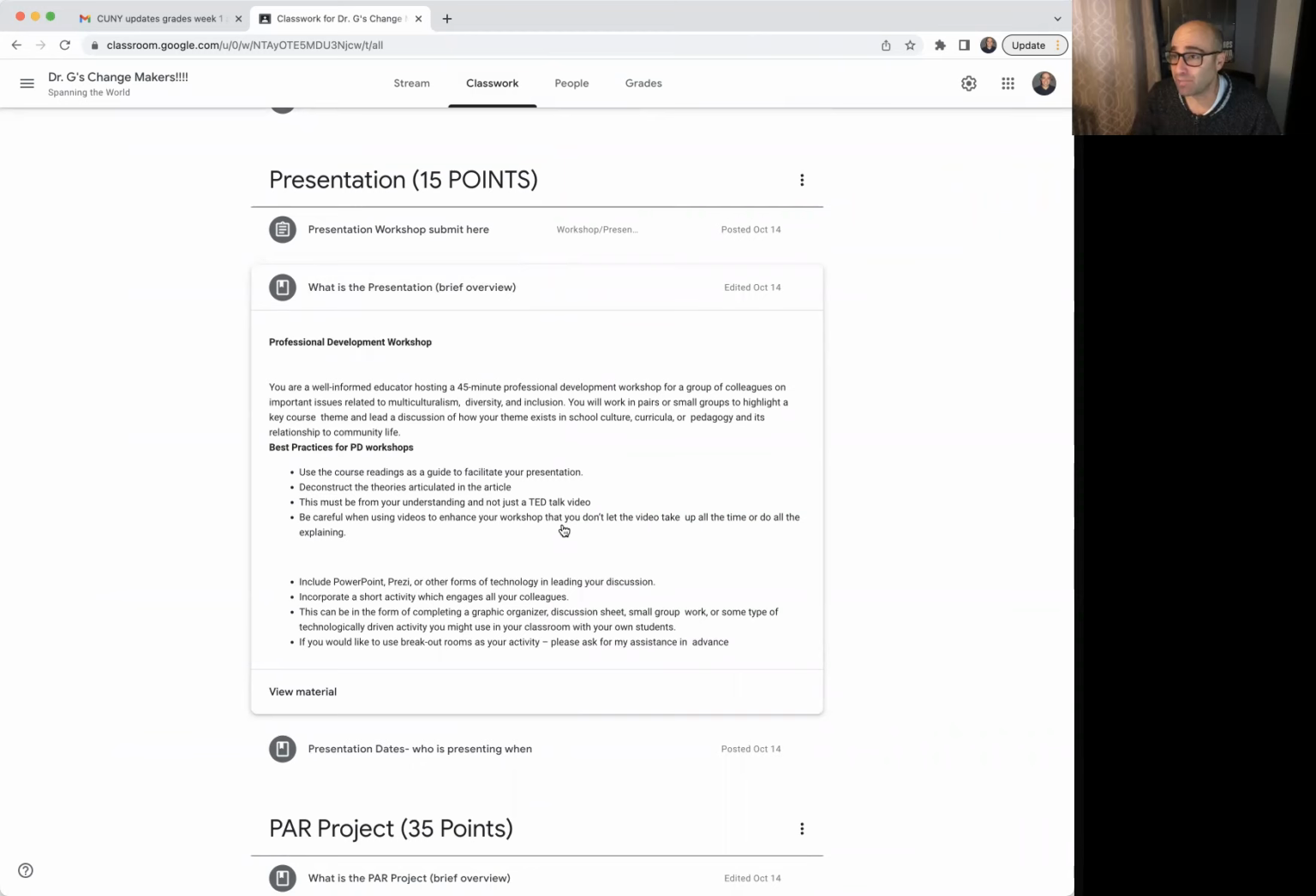You're going to work right now in pairs. I have you in pairs. If you'd like to work in larger groups than that, please email me. If you're unhappy in any way with the date that you have, the reading you have, or the individual you've been assigned to work with, you can get back to me.